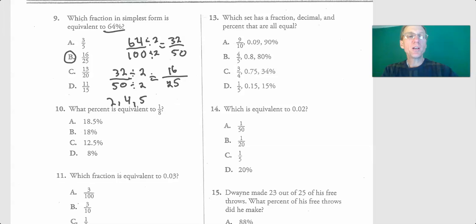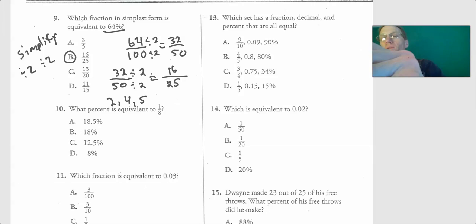What's the strategy that helped? Simplify. And we didn't do anything fancy. We just divided by 2, and then we divided by 2 again. So I could have done divided by 4. I could have done that to start with, okay? All right, let's pop over to number 13 there.